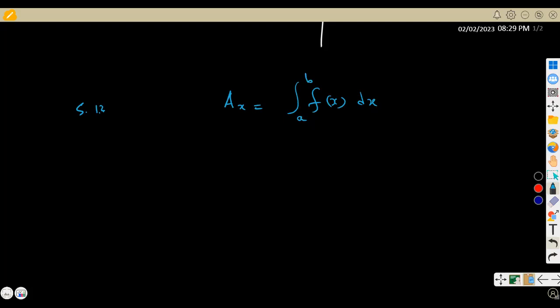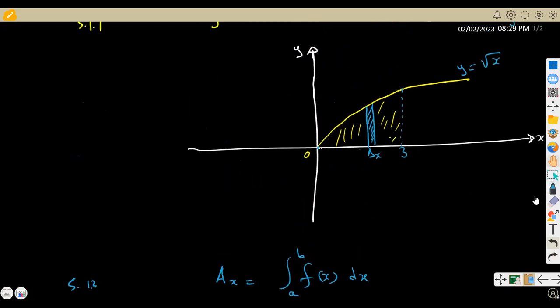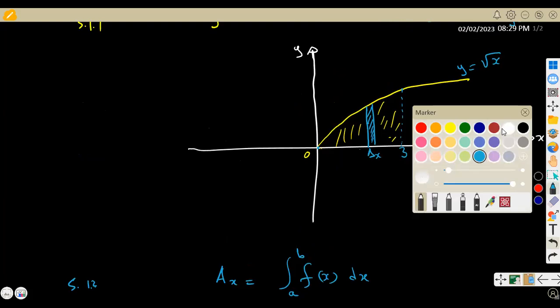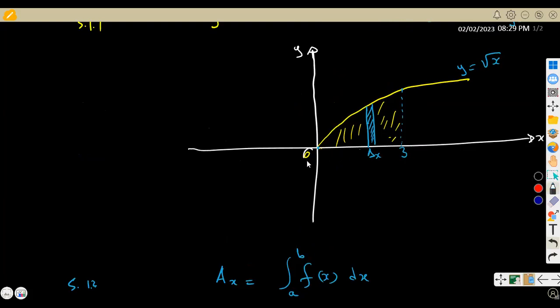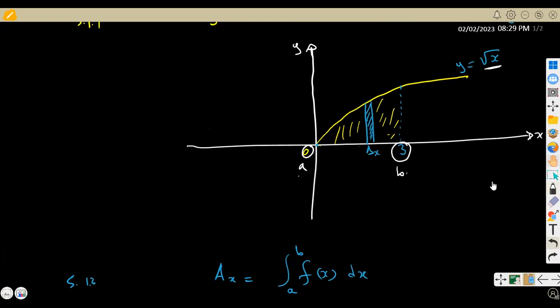So a being the lower limit, b the upper limit, which are the ones that are bounding this graph. So this graph is bounded between 0 here and 3. So that's our a and our b, the lower limit and upper limit. And our f of x is this part, y is equal to the square root of x.